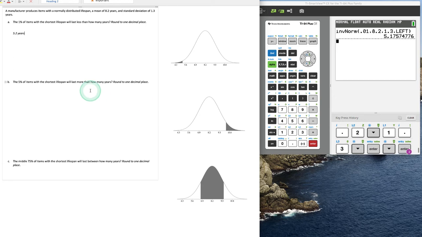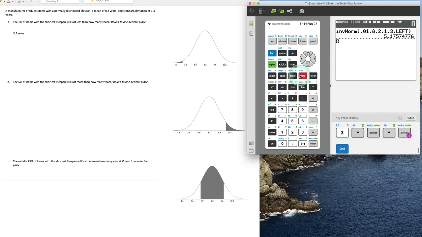The next problem asks for the 5% of the items that will last more than how many years. So the more than will be area to the right. So we need to get 5%, and that's going to be area to the right. So that has to be the right tail. Once again, I know if it's 5%, it has to be in the tails, because anything else would be greater than. If I shade it past the mean, then it would be greater than. So having 5% with being right-tailed has to be this little right tail. But I can't see from the picture how many years that would be. So let's go ahead and use the invNorm feature in our calculator.